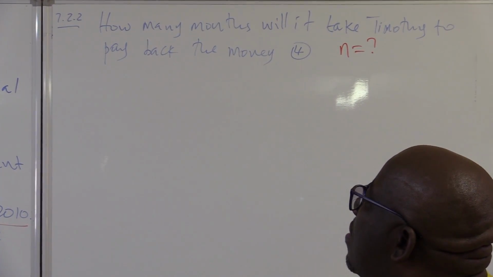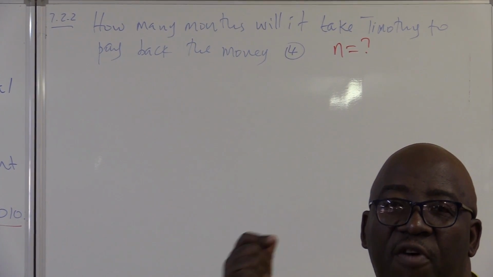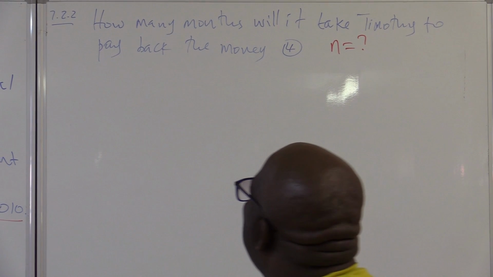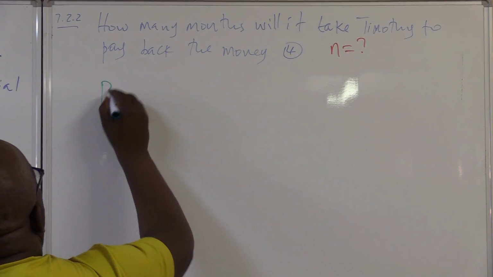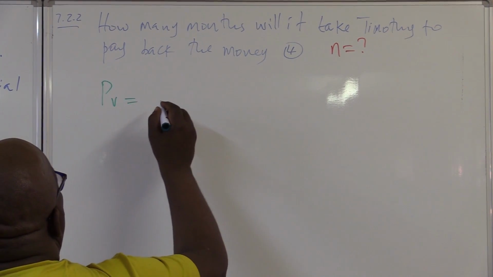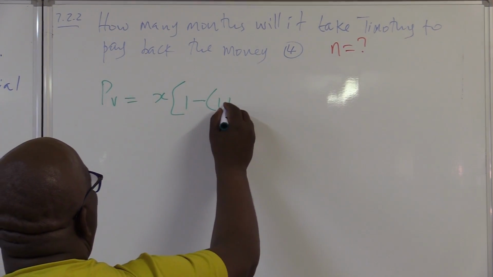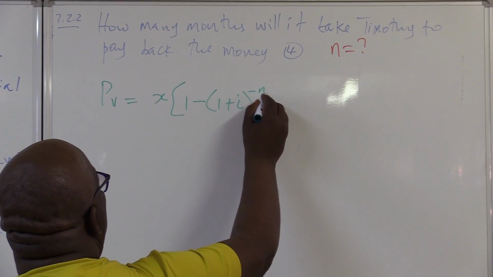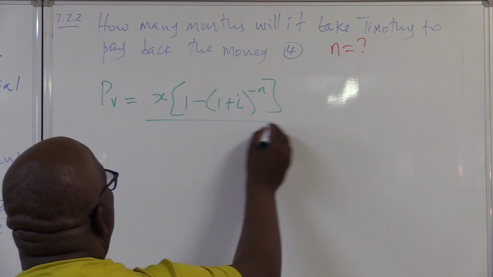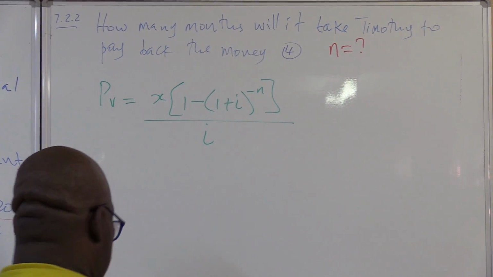Remember, this is the loan. So the loan uses the formula PV. So you write your correct formula. PV is equal to the installment times 1 minus 1 plus i raised to the power minus n, all over i. This is the correct formula to use.